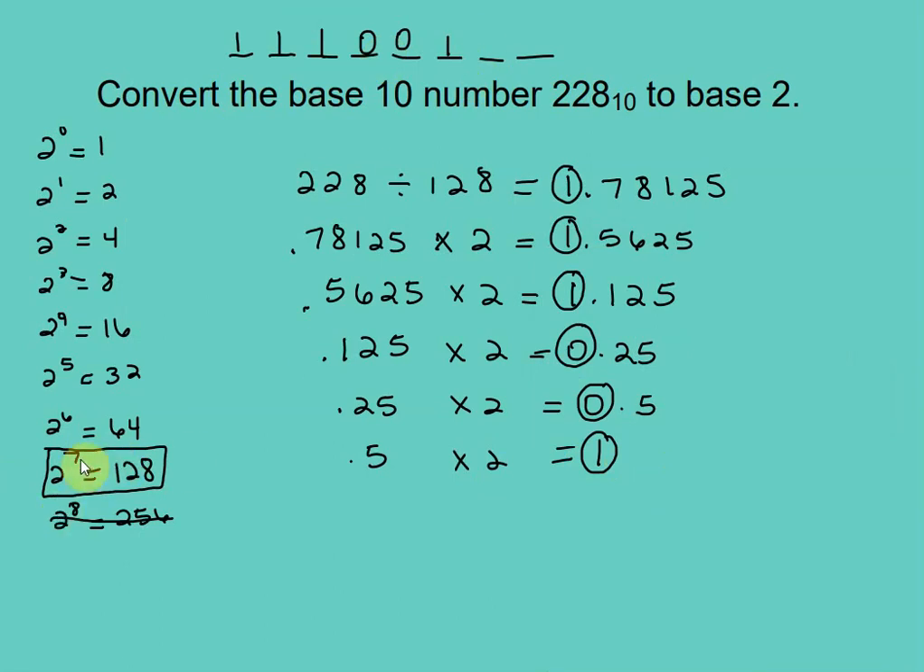But because we know we have 8 digits in our answer, we have to fill in the rest of the positions with zeros. So we need 2 more zeros in order to have 8 digits in our answer. So this is our base 10 number 228 converted to a base 2 number. We have 1, 1, 1, 0, 0, 1, 0, 0.